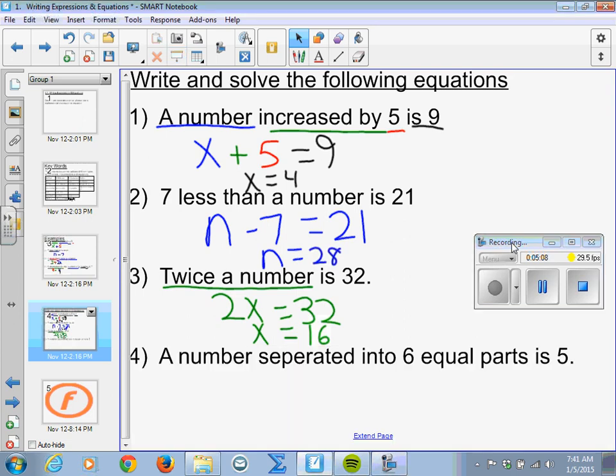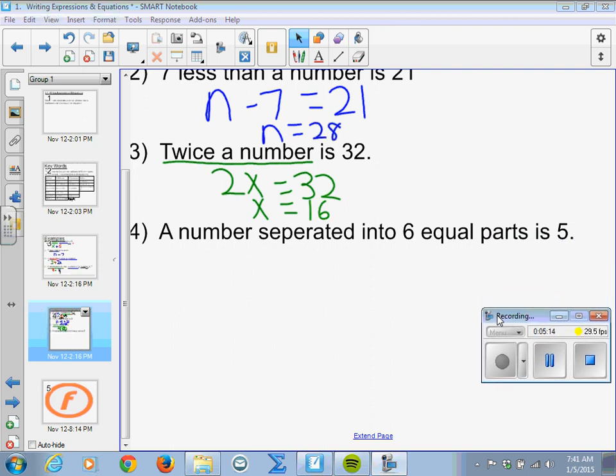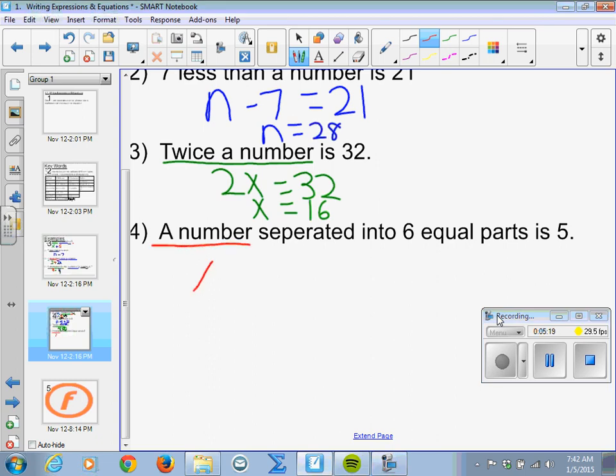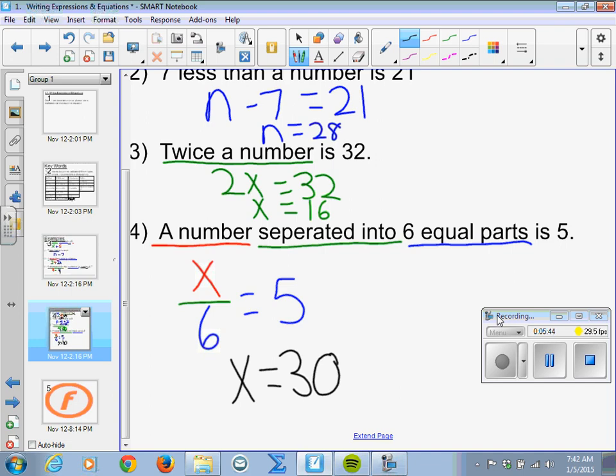Then we have a number separated into 6 equal parts is 5. A little trickier. So we have a number separated into, that's going to tell us we're dividing. I'm going to use that fraction mark for division. 6 equal parts. So we're dividing it by 6. It equals 5. Right, is 5. So some number divided by 6 equals 5, and we should know that in this case the number is 30. Again, see me if you need help on solving that.